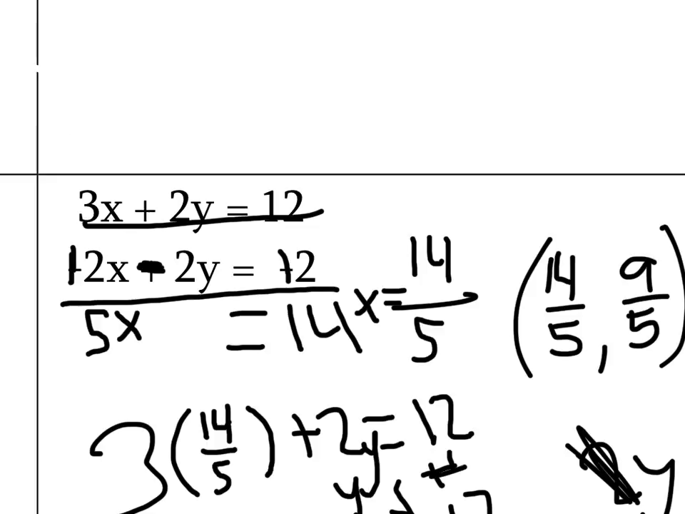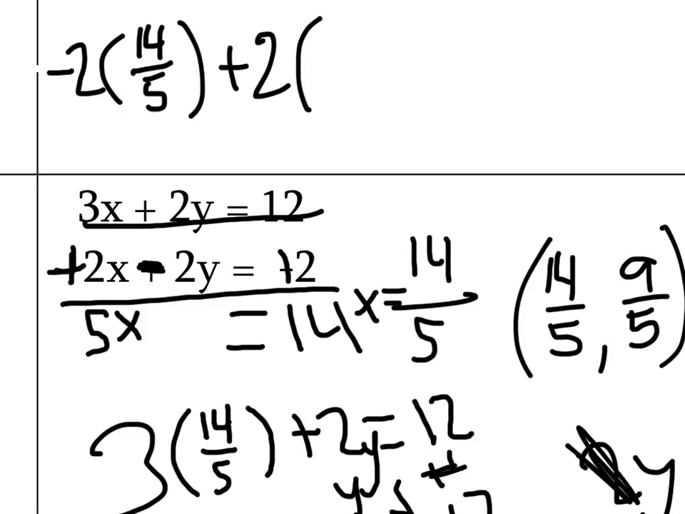All right, so Drake used the top equation, so we've got to use the bottom one now to figure this out. So you got negative 2 times x, which is 14 fifths. No, that's a positive. Well, it was negative. Plus 2 times y, which is 9 fifths. That should equal negative 2. Well, let's find out. So negative 2 times 14 fifths is negative 28 fifths.